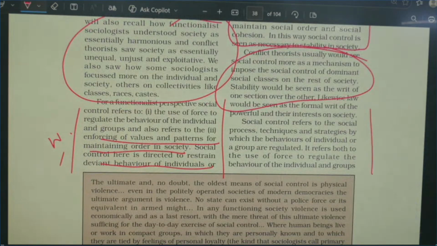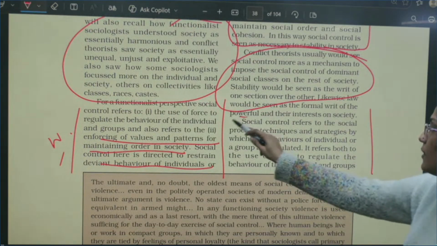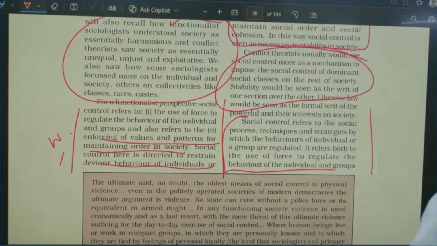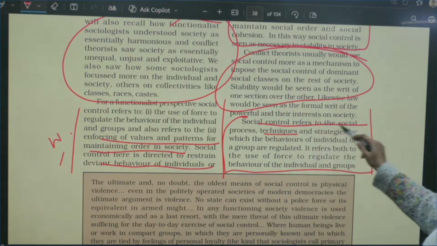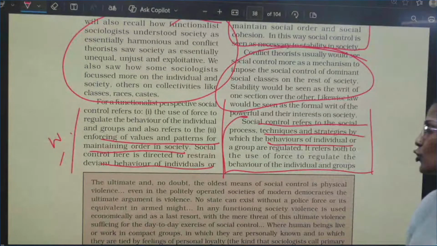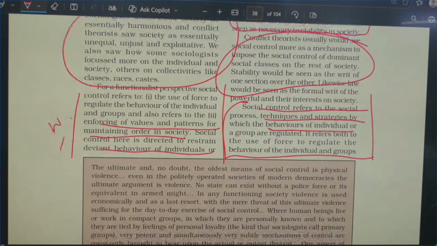Social control refers to the social process. Write this down, otherwise you will be at a loss. Okay, underline it if you want. Social control refers to the social process, techniques and strategies by which the behaviors of individuals or a group are regulated. It refers both to the use of force to regulate the behavior of individuals and groups.